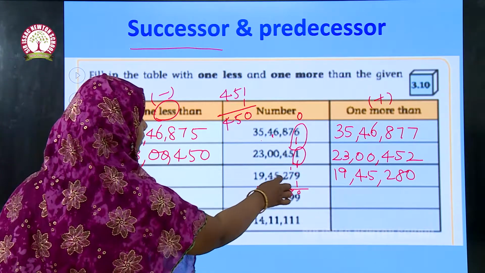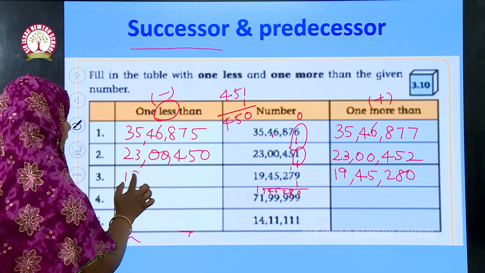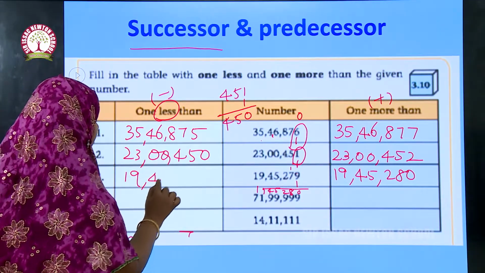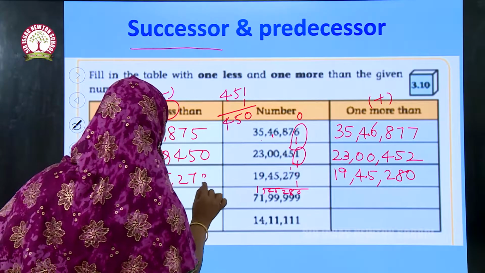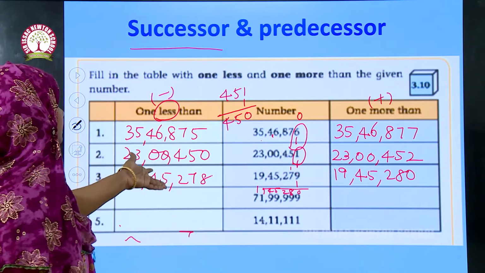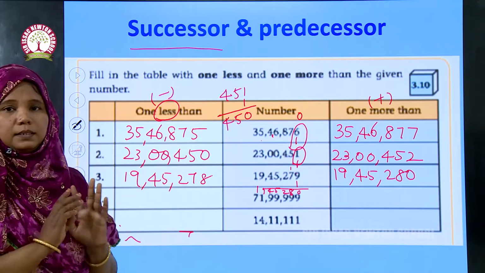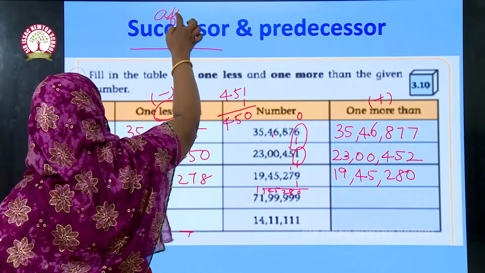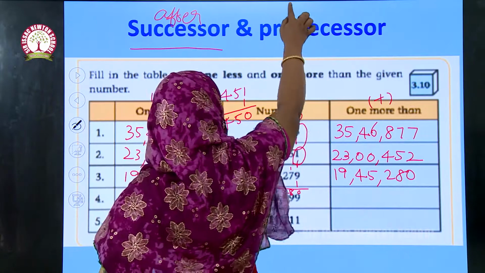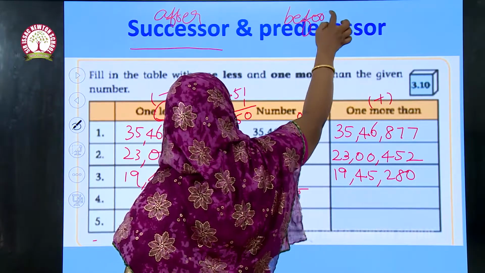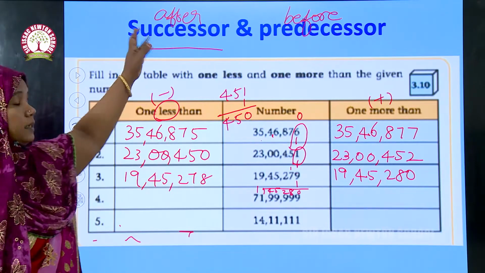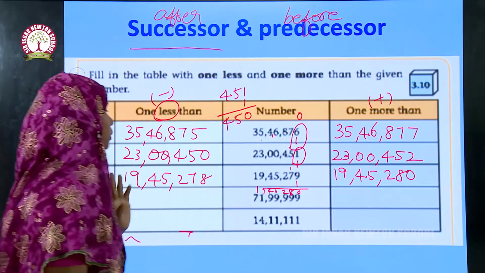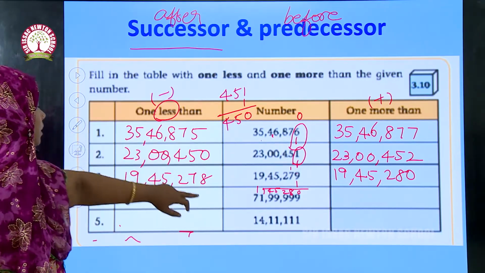What is 1 less than 279? You subtract 1 from 9, and it becomes 8. So 19 lakh 45,278. This is the successor and the predecessor. Successor is the after number, you add 1. Predecessor is the before number, you subtract 1.